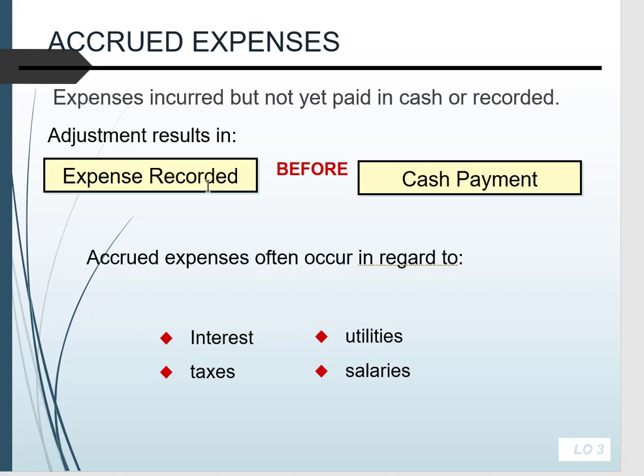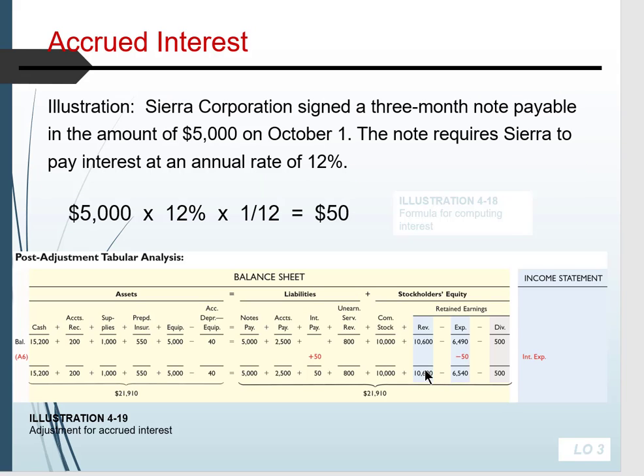Accrued expenses. The expense is recorded, but we haven't made payment yet. Interest, taxes, utilities, salaries. These all fall under this category where there's a difference between when something happens and when the cash is actually paid. So here we signed a 3-month note payable for $5,000. It requires us to pay interest at 12%. 12% of 5,000 is $50.